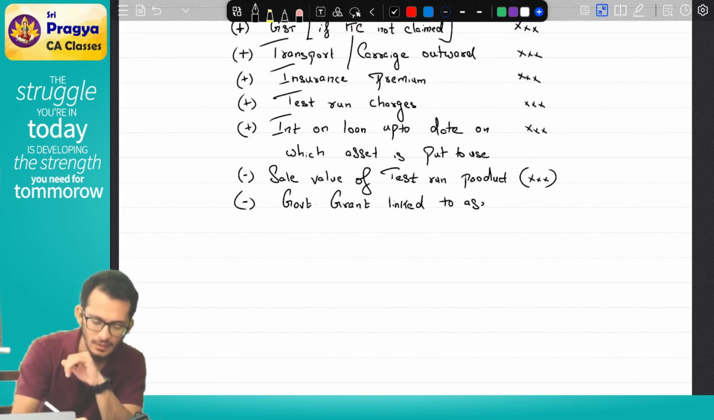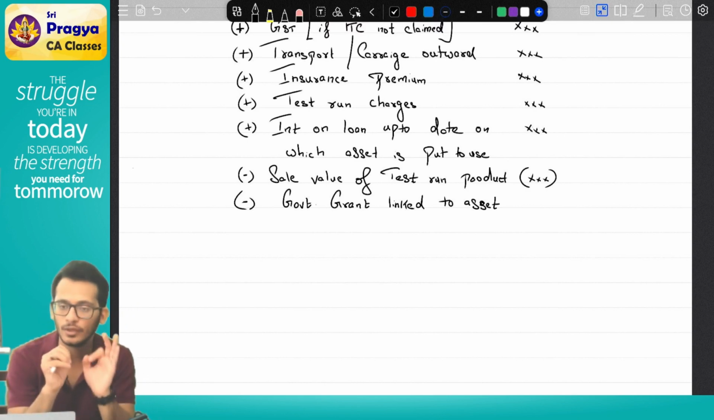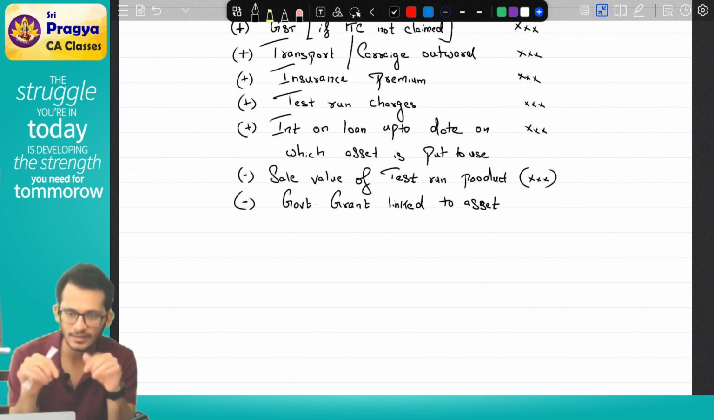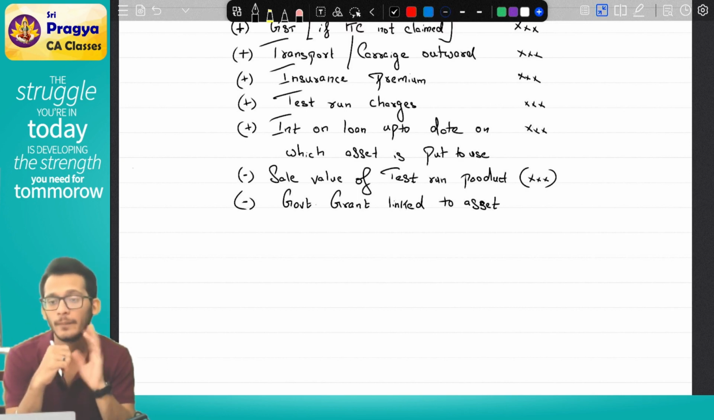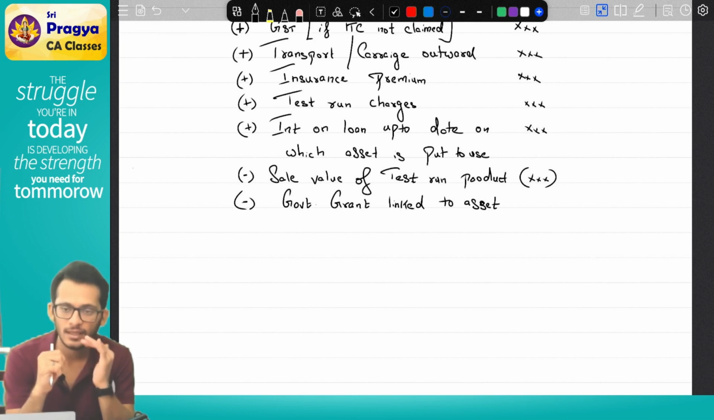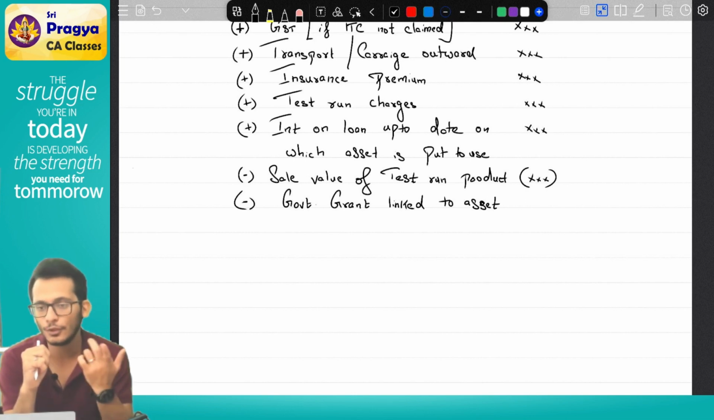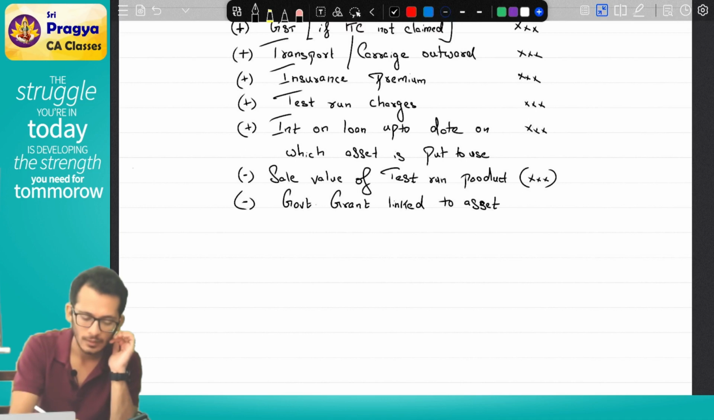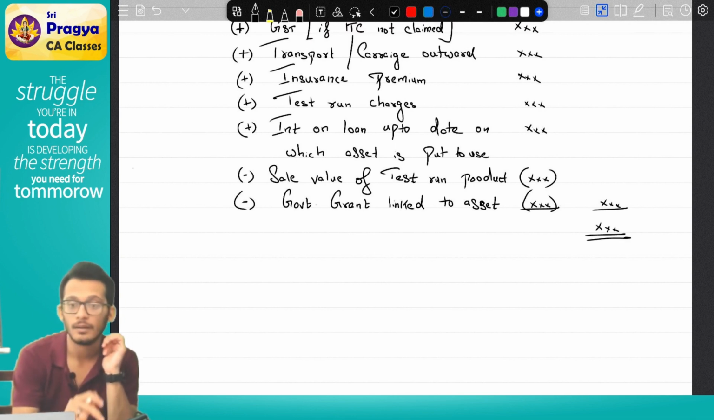In simple words, government should clearly come and notify you that because you purchased this asset, I gave you a grant. If that notification is given to you, then only this is reduced. Otherwise, you have to give it full to P&L. Yes or no? Yes. This will become your price of asset.